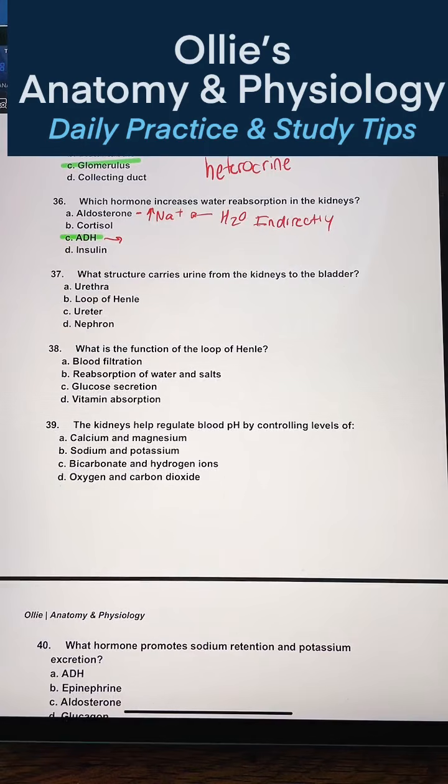All right, number 37, what structure carries urine from the kidneys to the bladder? A, B, C, or D?